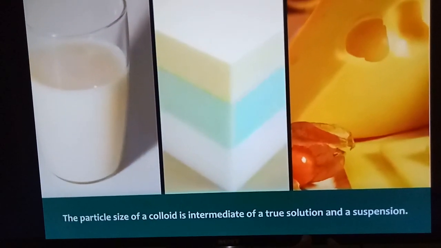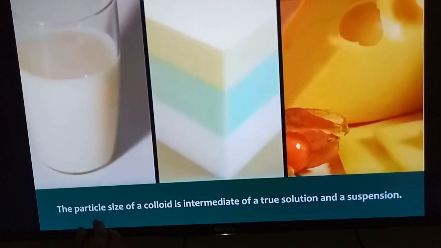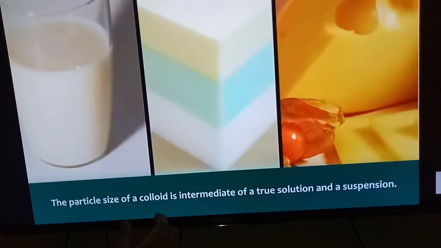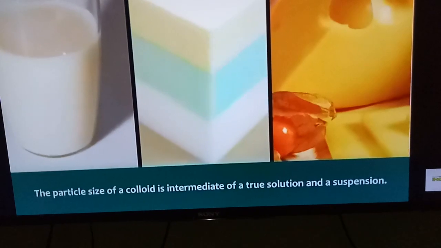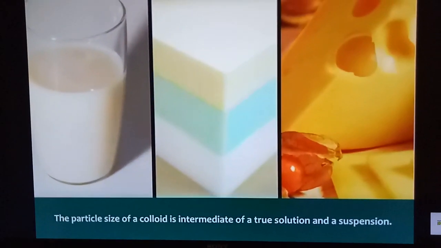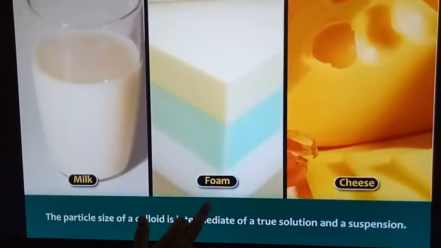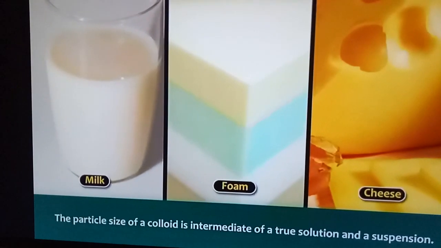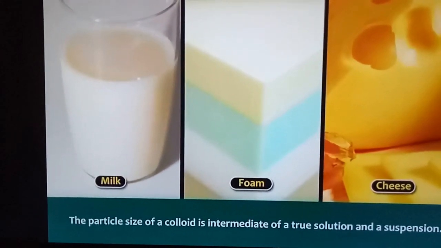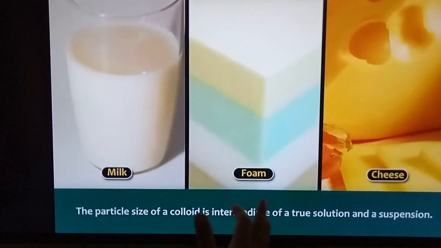The particle size of a colloidal solution is between true solution and suspended solution. Examples: milk, foam, cheese. All these are examples of colloidal solution. Milk, foam and cheese.